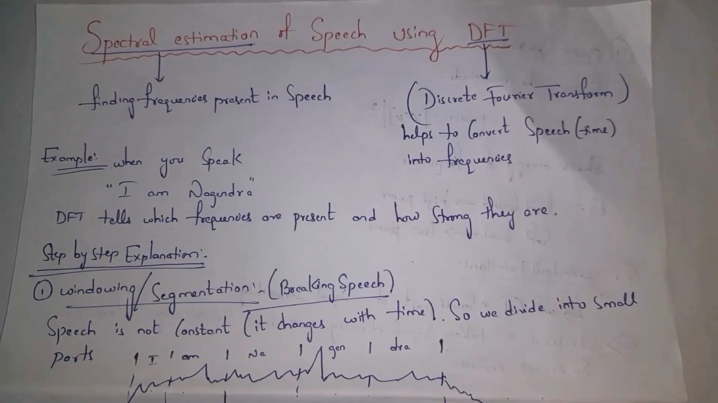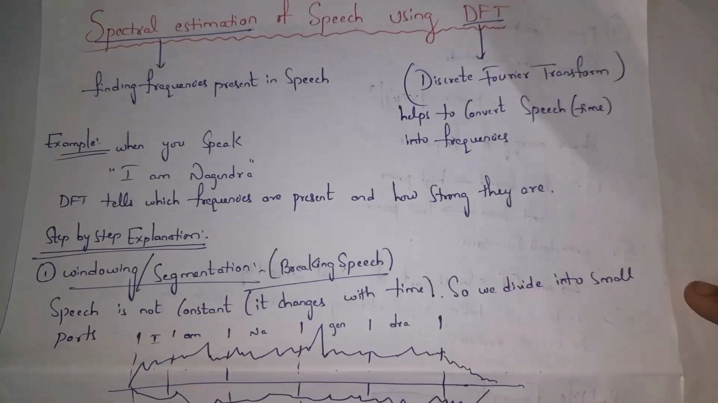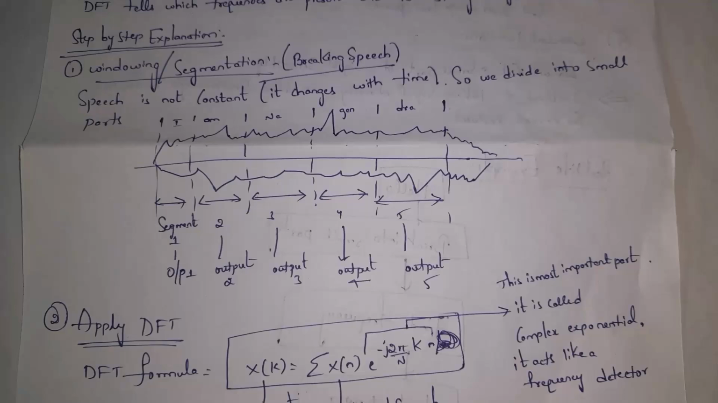For example, let's say I speak, "I am Nagendra." Whenever I speak "I am Nagendra," DFT will tell what frequencies are present in my speech. And also DFT will tell whether the frequencies are strong or weak. I will explain the step-by-step process of how frequencies are calculated from our speech.